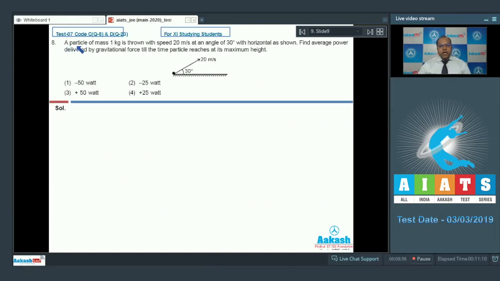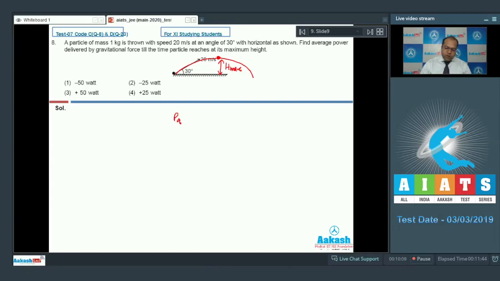In question number 8, a particle of mass 1 kg is thrown with a speed of 20 meter per second at an angle of 30 degree with the horizontal as shown. Find the average power delivered by the gravitational force till the time the particle reaches its maximum height. So we know that the path of the particle is a projectile and this is the point when it reaches maximum height. This is h max.